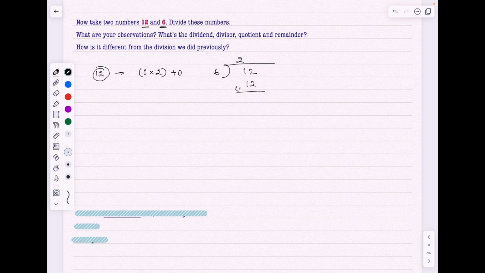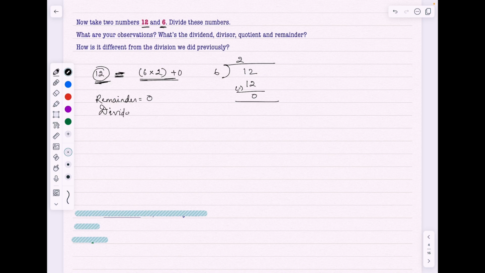You write 12 and subtract. You get the remainder as 0. Okay. So here 12 can be written as 6 into 2 plus 0. Here we are getting that remainder equals 0.